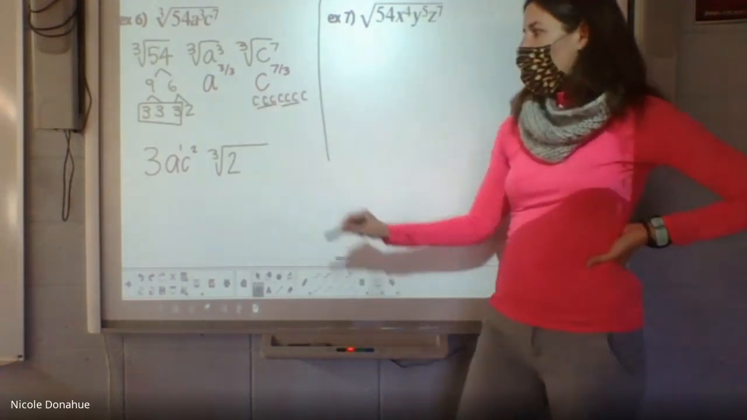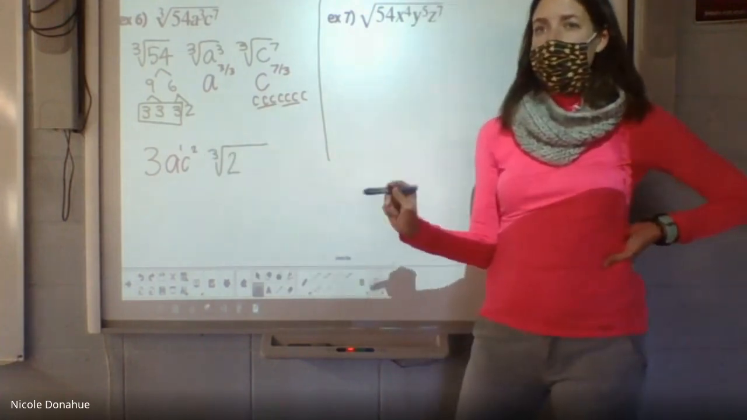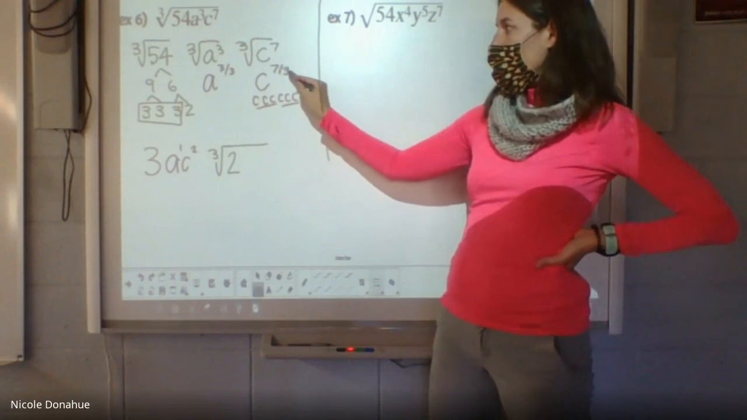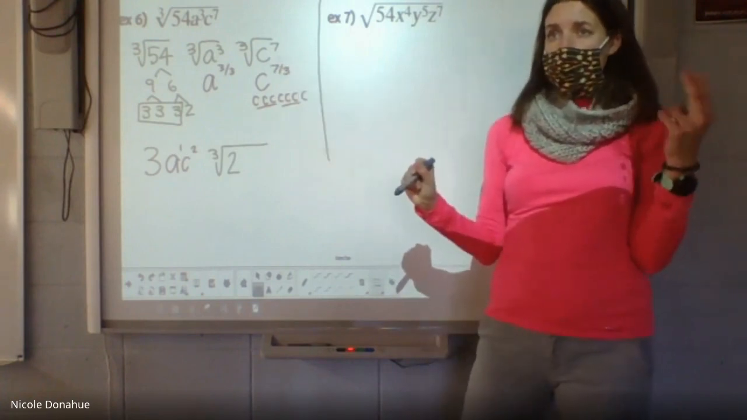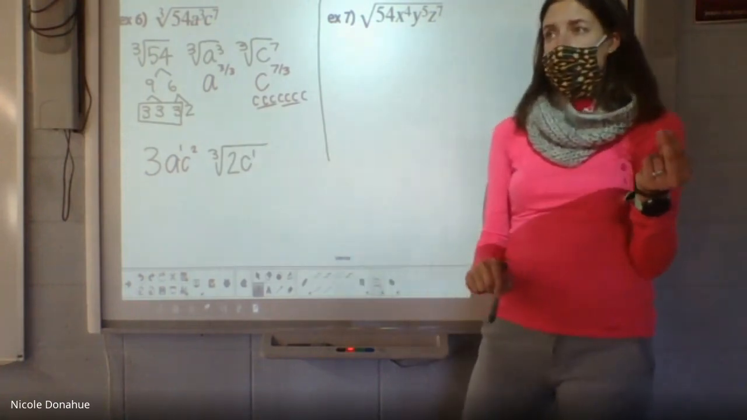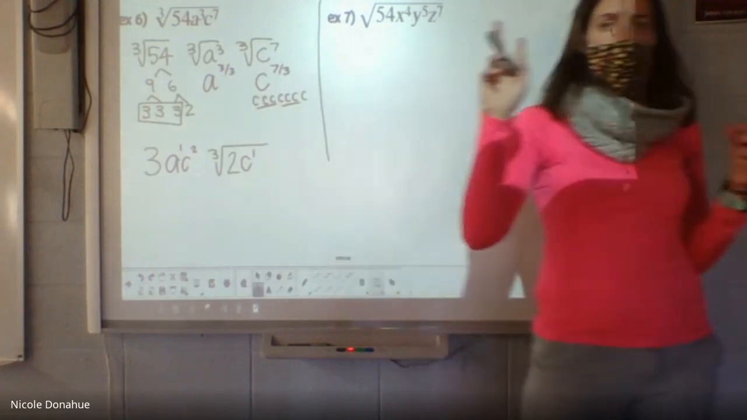So I can take the C to the second out. What's left inside? What's the remainder? 1. Yeah, there's 1 left in because 3 goes into 7 2 times. That gives us 6. And we have a remainder of 1 left.